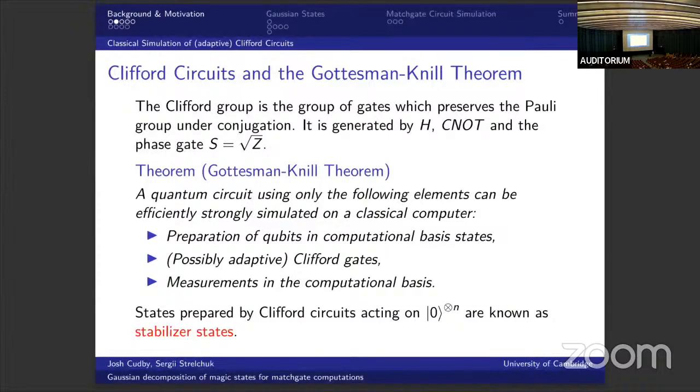Okay, so what are Clifford circuits? The Clifford group is the set of gates which preserve the Pauli group under conjugation, and they're explicitly generated by the Hadamard gate, the CNOT gate, and the phase gate S. We have this very celebrated theorem that if you have a quantum circuit which acts on a computational basis state, consists only of possibly adaptive Clifford gates, and contains measurements only in the computational basis, then that quantum process is classically, efficiently, strongly simulable. And just for some notation, we call states prepared by Clifford circuits stabilizer states.